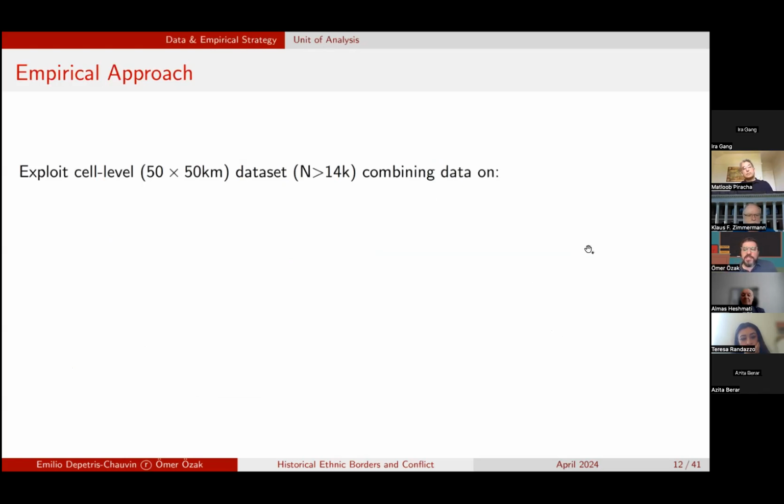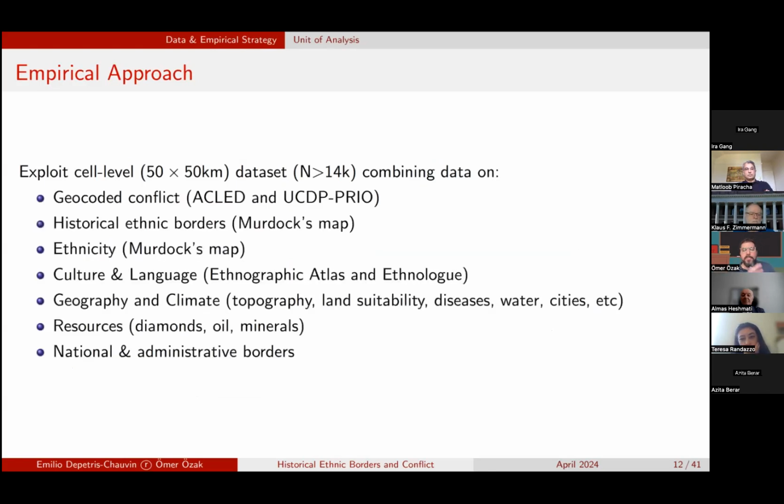As I said, we're going to exploit a cell-level data set with cells of 50 by 50 kilometers, which in this case means that we're splitting Africa into over 14,000 cells. And we're going to combine a lot of data sources. On the one hand, we have geocoded conflict data coming from the two main high-quality data sources, the ACLED and UCDP PRIO projects.